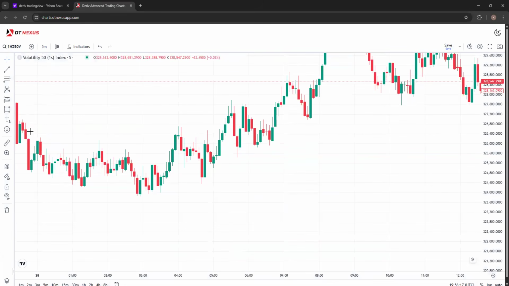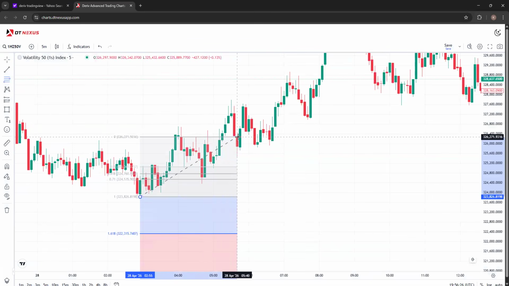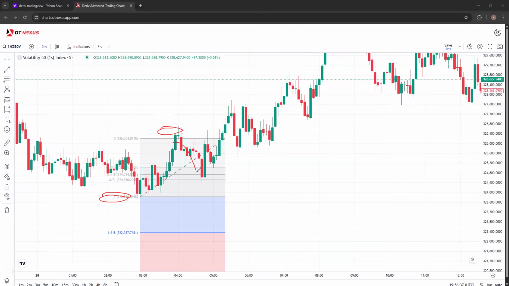So what you see is if we come and we take our fib here, we place it on this low and we place it on this high. What you see is when we had that retracement, since this is our high, our low, and this is our high, that retracement came and it reacted on the 0.71, and then it went up.